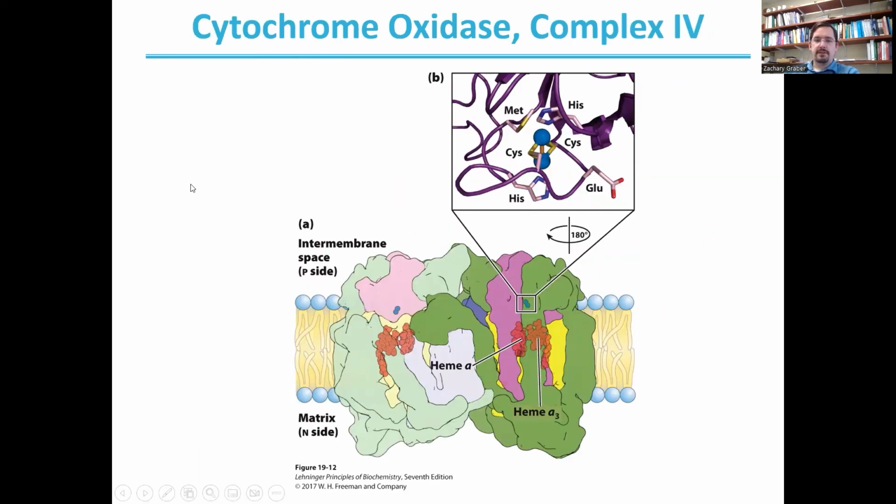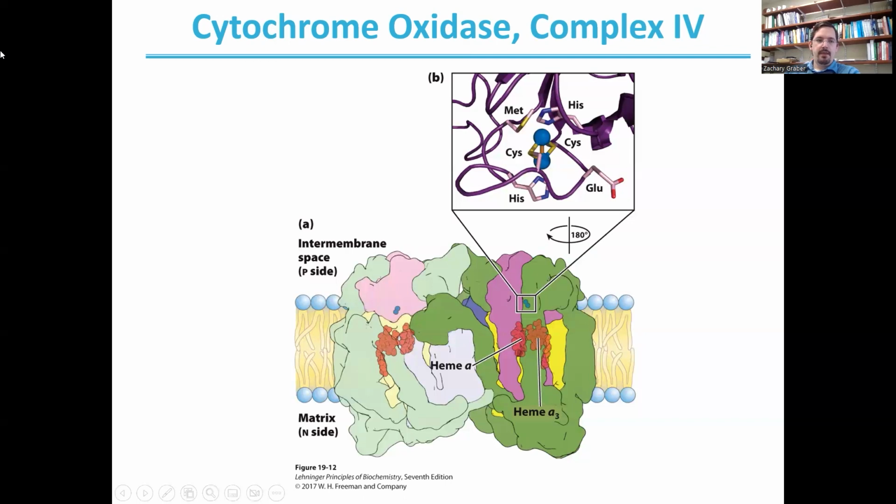Complex 4 is the final step in our electron transport chain, although you can also technically consider complex 5 or the ATP synthase as an additional component of the electron transport chain. But complex 5, of course, is really doing the oxidative phosphorylation, where we're taking the electrochemical gradient and using that to produce ATP. So complex 4 is the last point where we're transferring electrons in order to create that electrochemical gradient.